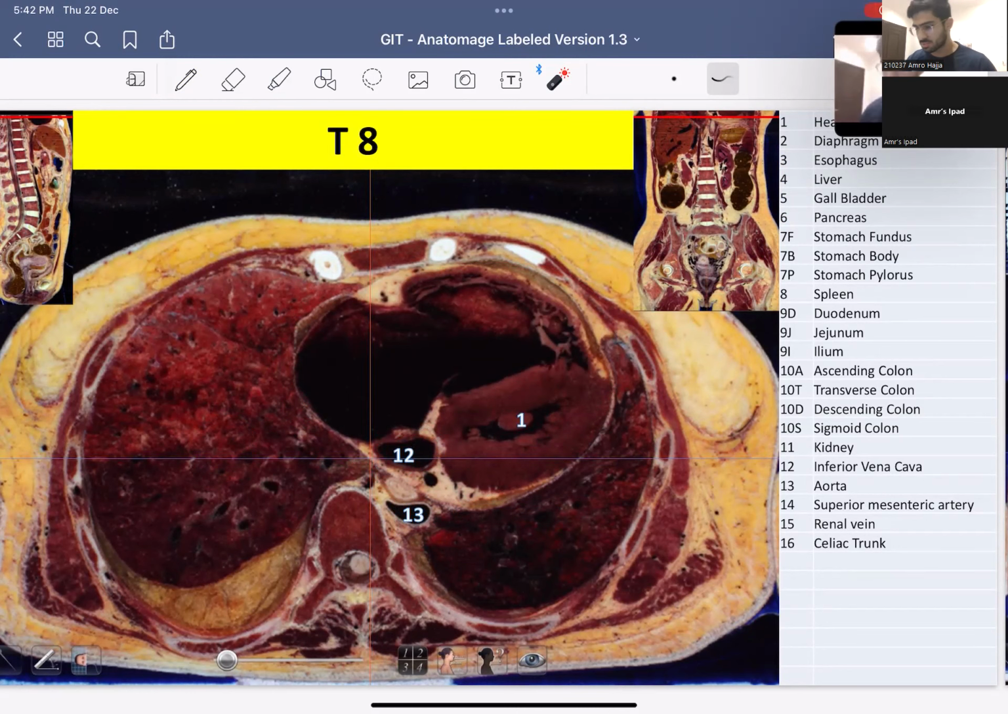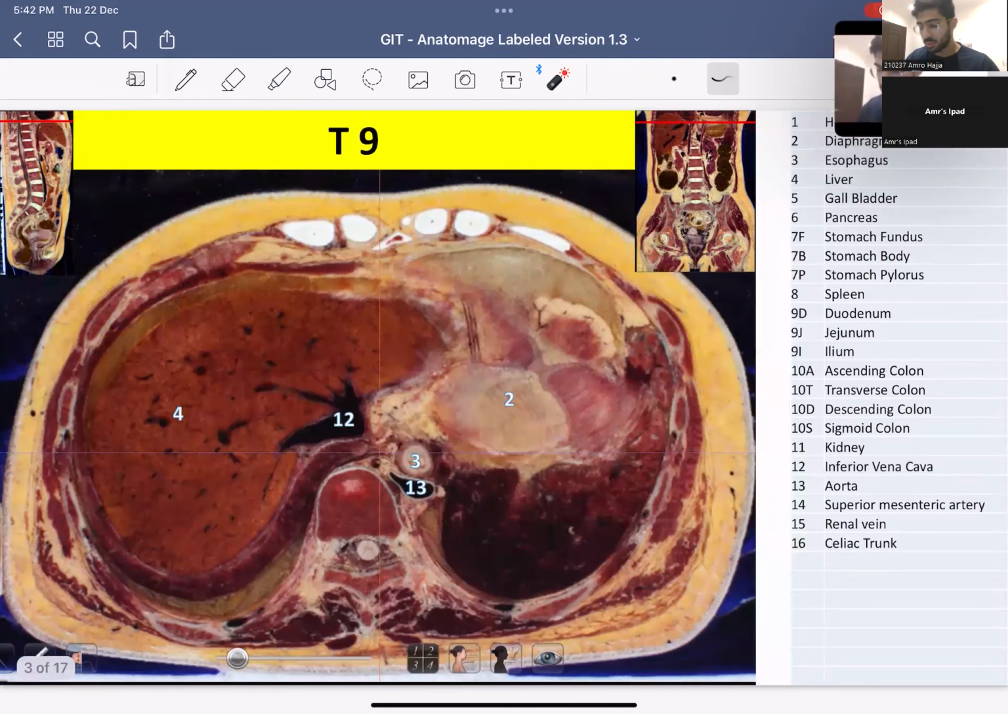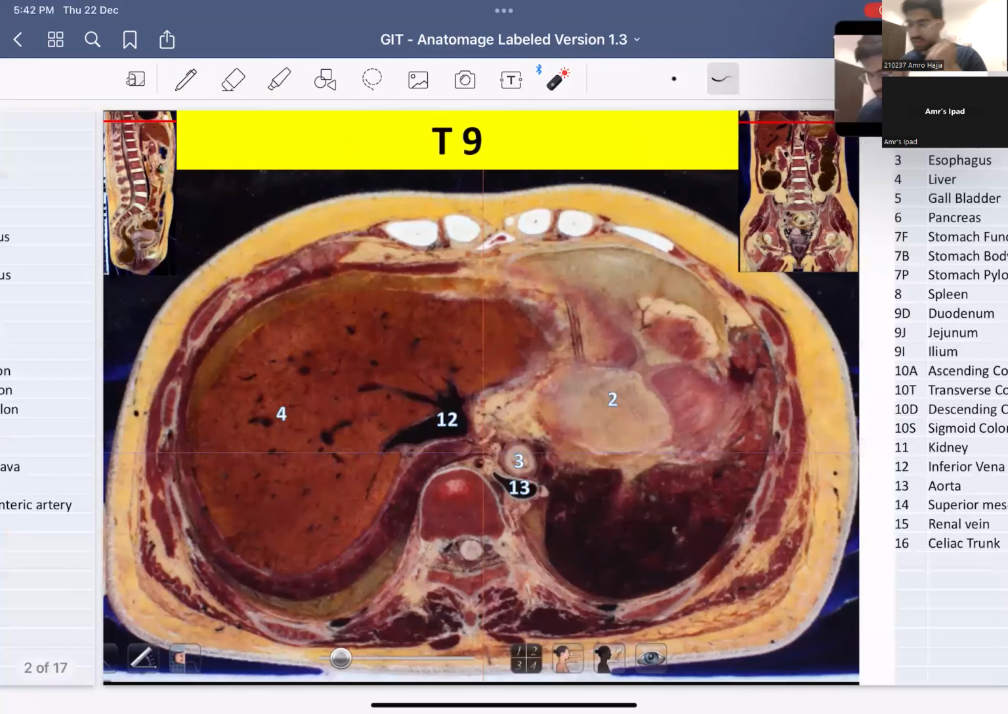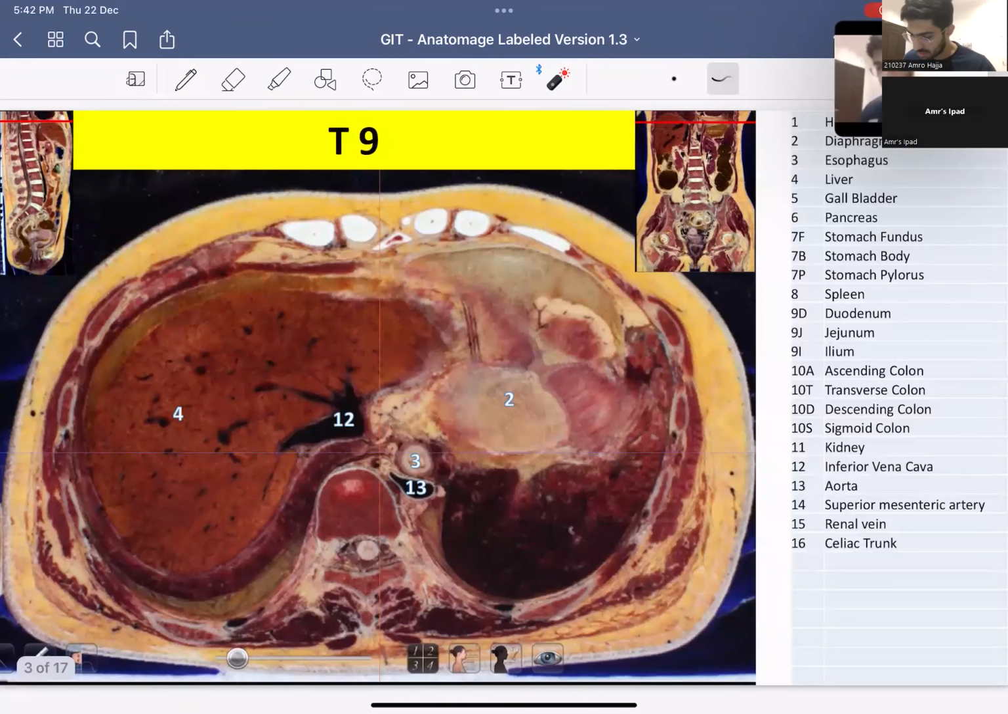Okay, so now let's just move on to T9. Now, the difference between T8 and T9 is that in T8 we saw the heart. T9 doesn't have a heart but has a lung. So here we have lung and we don't have the heart. Okay, so lung, liver, and no heart at all. Okay, so let's start with the first. Let's just go from the right side to the left side.